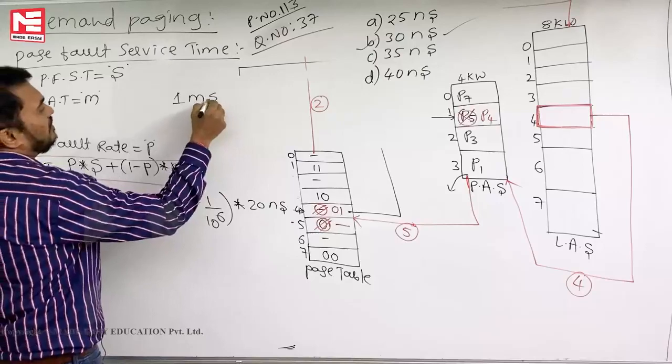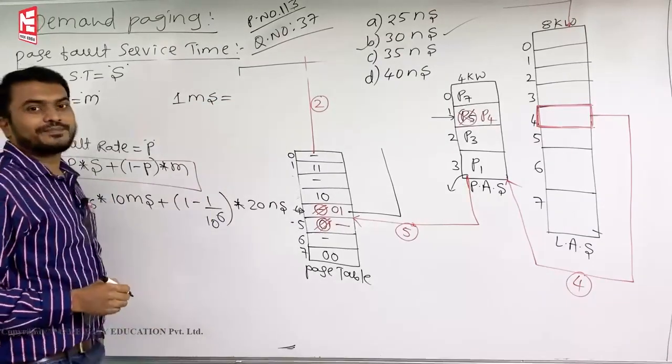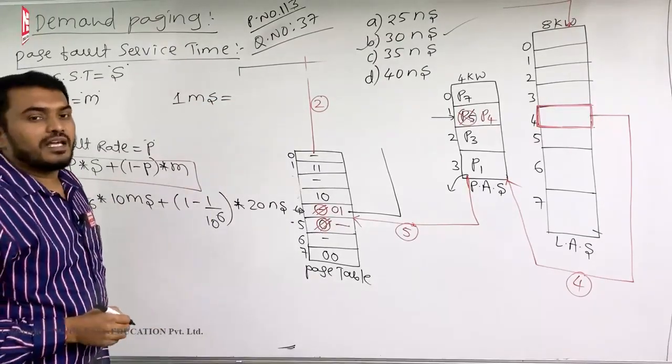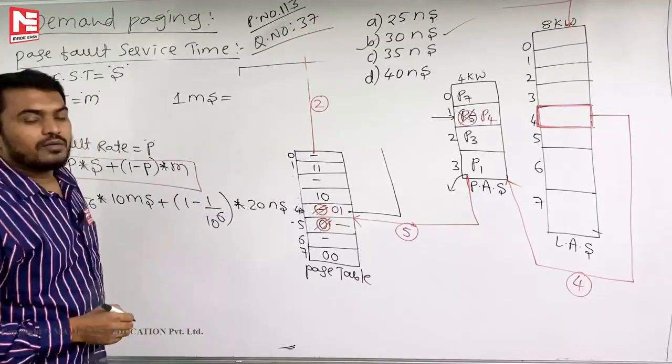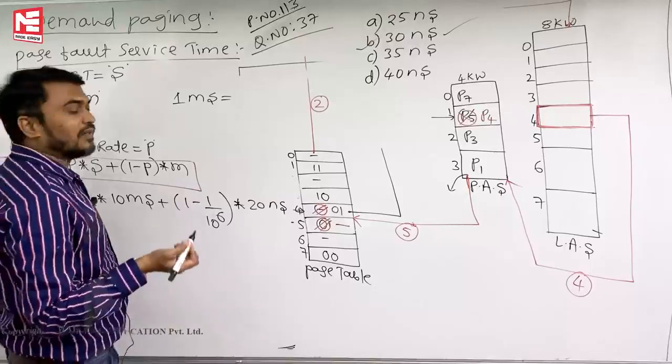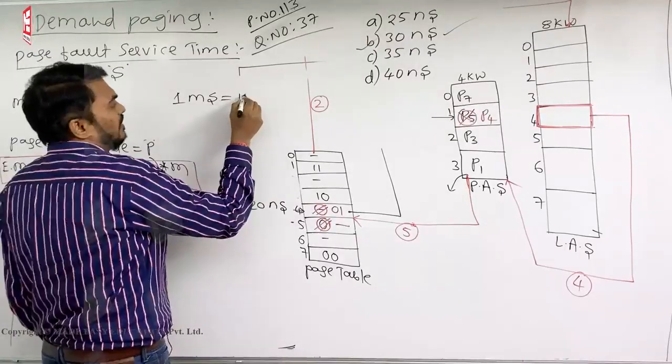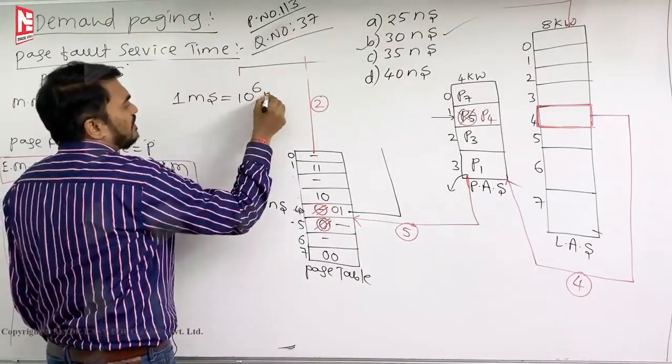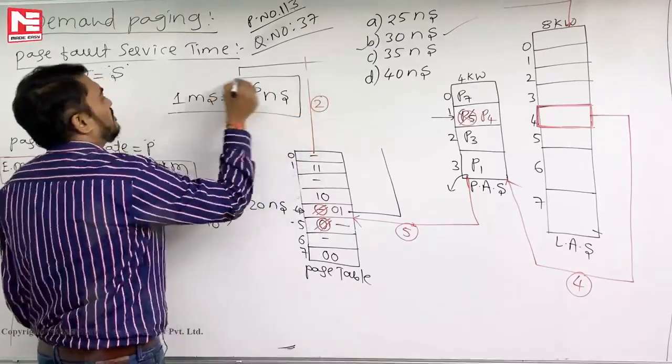So 1 millisecond is equal to how many nanoseconds? Tell me from there. Okay, 1 millisecond equals how many nanoseconds? Some people are saying 10 power minus 6, minus 9, minus 3, I don't know what they are saying. Okay, say whatever you want, enjoy. So that is equal to 10 power 6 nanoseconds. Is that clear? So this is the right answer.